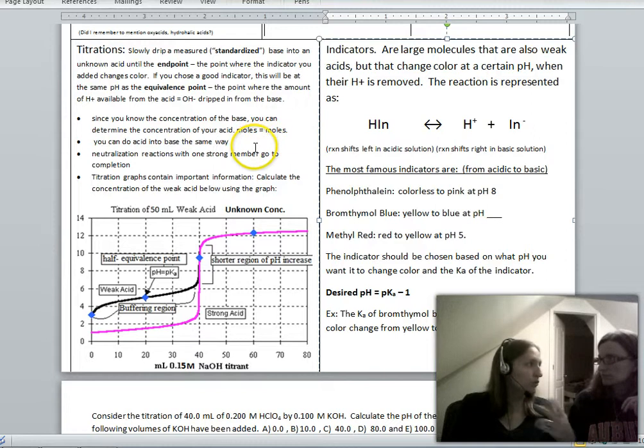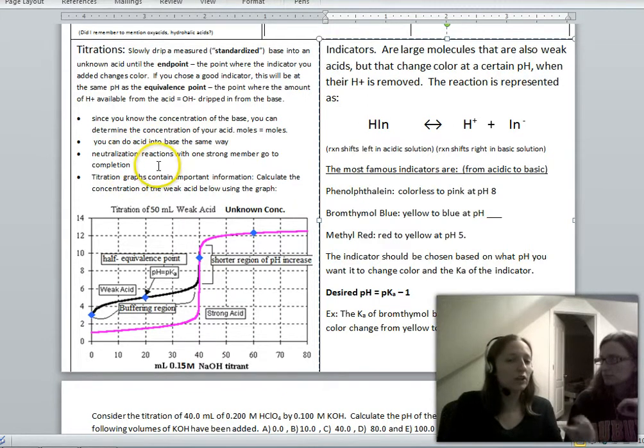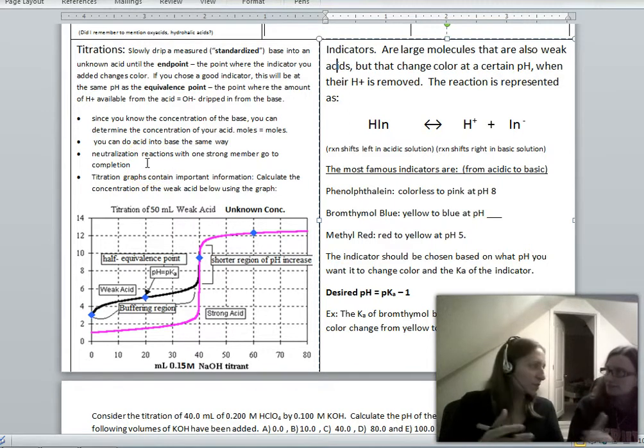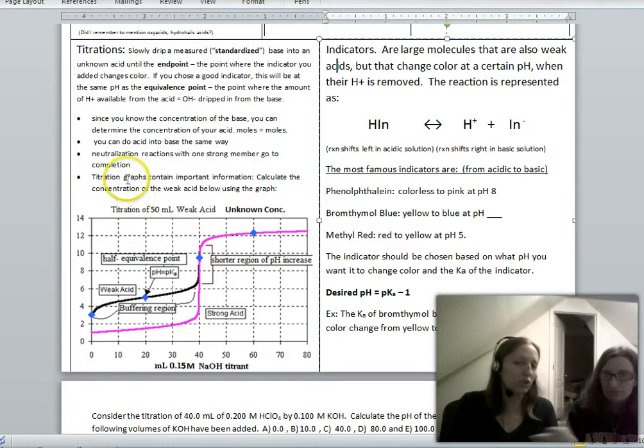If you have, for example, a base that you don't know the concentration of, you can drip acid into it. It'll be great. You can do it the other way. The thing that you have to remember is that this is a neutralization reaction. As long as one of the members is strong, it will go to completion. These don't really work when you're dripping a weak acid into a weak base because it sits at some equilibrium position. So you gotta do a strong acid or a strong base, one or the other at least, or both.